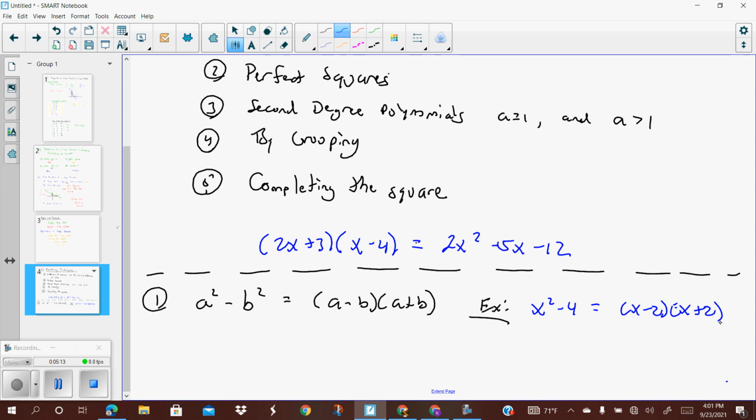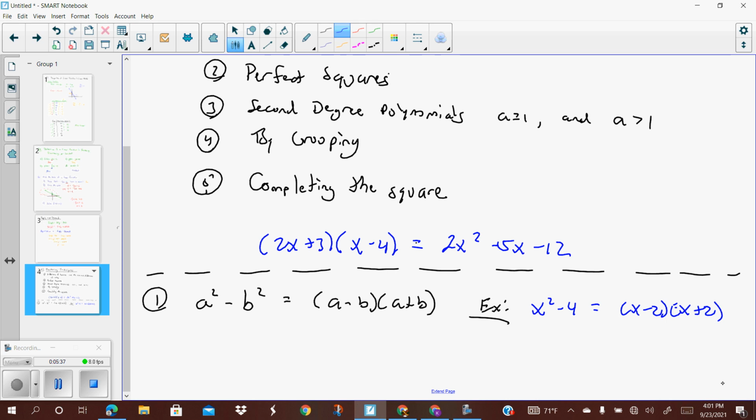The biggest thing is knowing your perfect squares, recognizing the perfect squares. I would highly recommend, if you don't already know this, to create yourself maybe a chart. You should probably know your perfect squares up through at least 12. So you need to know 1 squared, 2 squared, 3 squared, 4 squared, all the way up probably through 12 squared. That's really going to help you to recognize a lot of these things.